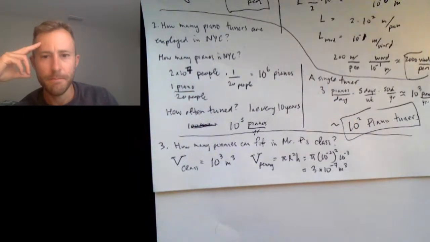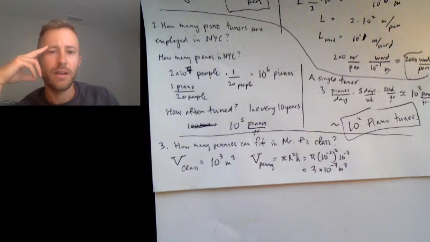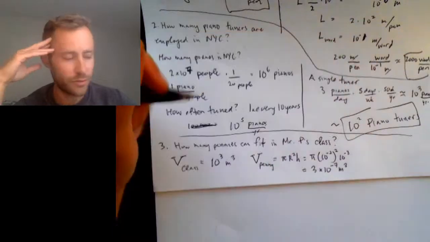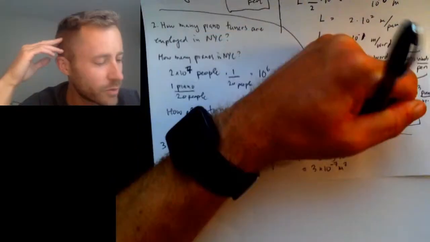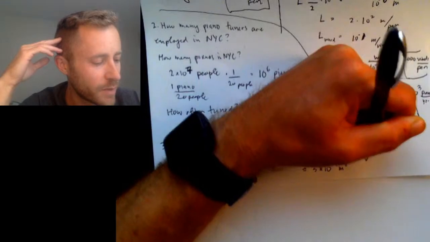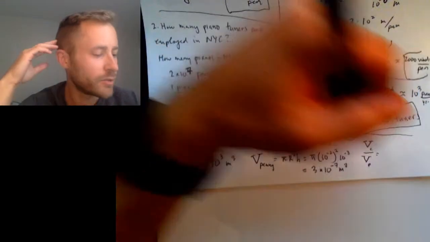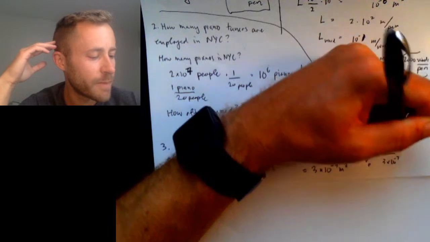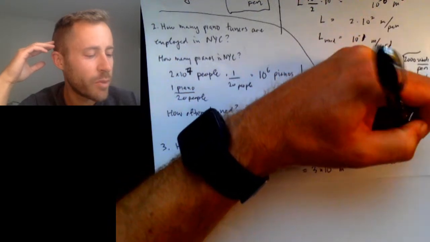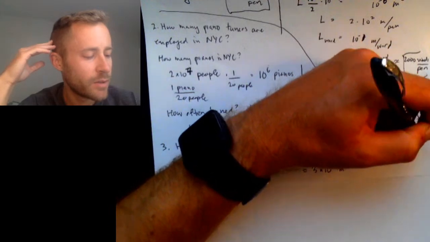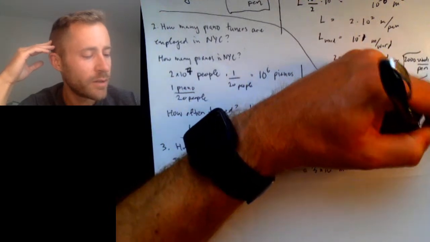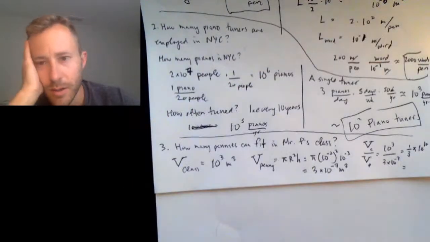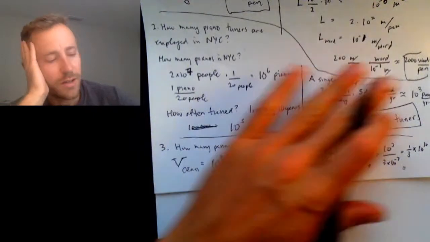So if I take the volume of the class and I divide by the volume of the penny, that's how many pennies would fit. So that's 10 to the third divided by 3 times 10 to the minus 7. So that's 1/3 times 10 to the 10th, which is roughly 10 to the 9th pennies.